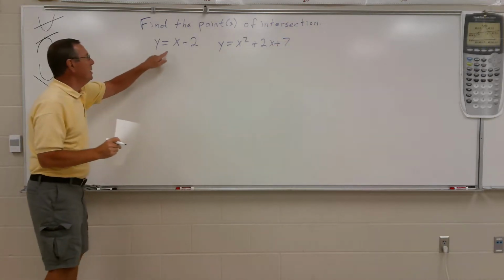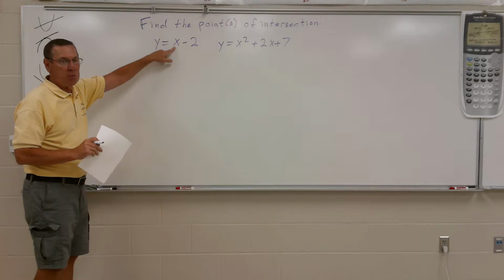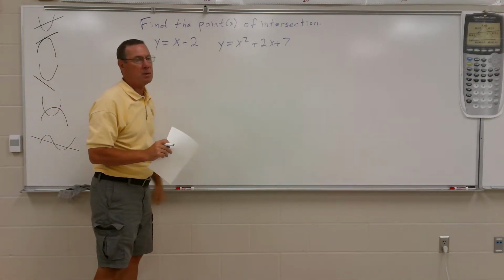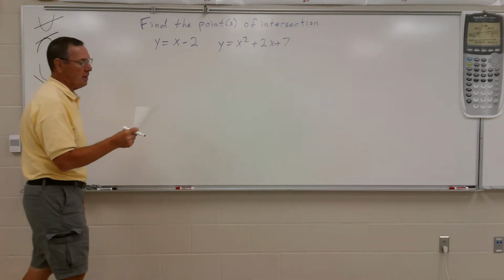Okay, we recognize this as being an x to the first power, so this should be a straight line. Here we've got an x to the second power, so that should be a parabola. So that could look like one of these top 3 pictures up here.